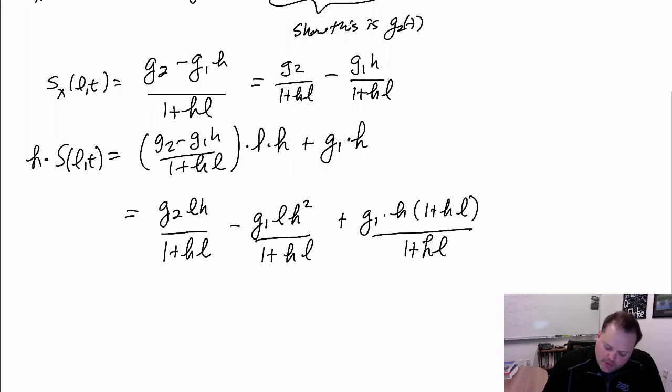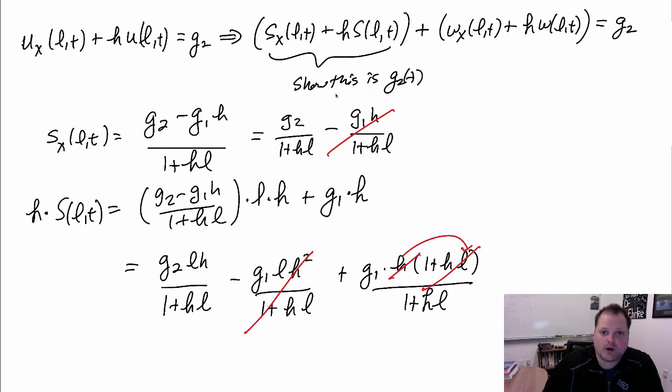Okay. So you've got the g1h minus g1h. You've got a plus g1h here, right? So minus g1h plus g1h. You've got a minus g1Lh squared. Here you've got h times h is h squared, so that's Lh squared. That term cancels with that term. And then you've got these two g2 terms left. So remember, we're adding these two things together. So we're taking this plus this.